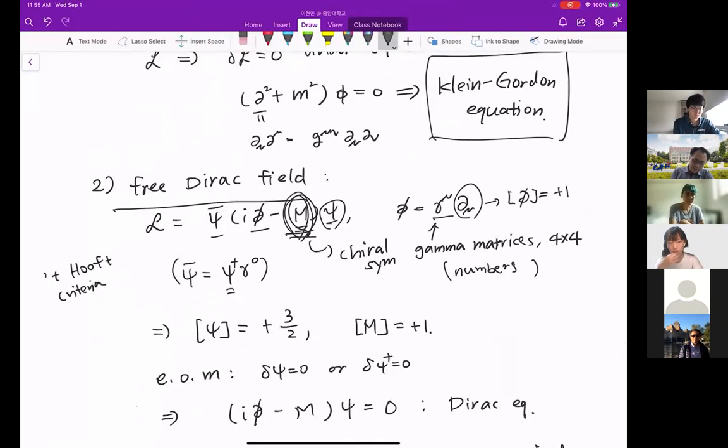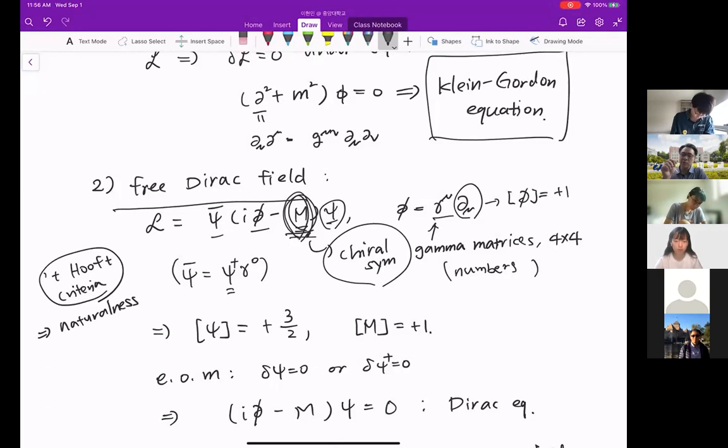So when you talk about naturalness, it is very natural to get a small parameter. Then what is the quantitative criteria for naturalness? If there's a symmetry, so if you set a certain parameter to zero, you enhance the symmetry. Then if you make this M zero, you have a chiral symmetry. So this is the tooth criteria. So there is a reason for the fermion mass to be small.